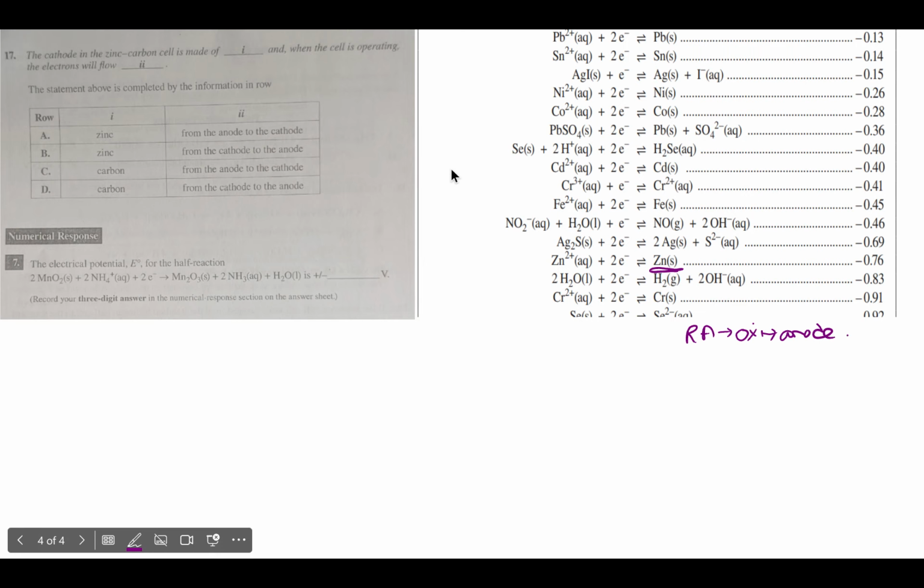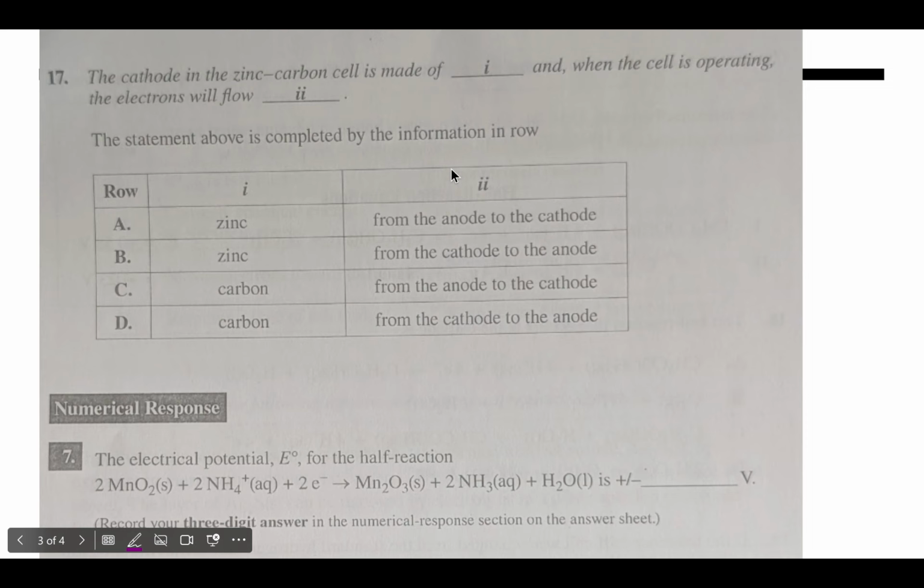So I'm not looking at the other reaction, the one you're seeing over here, because that one is not in our data booklet. But I can tell from zinc that because that reaction was flipped, that was the reducing agent undergoing oxidation, that's at the anode. So that means your carbon rod has to be the cathode. So here we can rule out A and B because it is asking about the cathode. And we know that electrons, no matter what type of cell we have, always flow from the anode to the cathode. So this one, our answer is C.